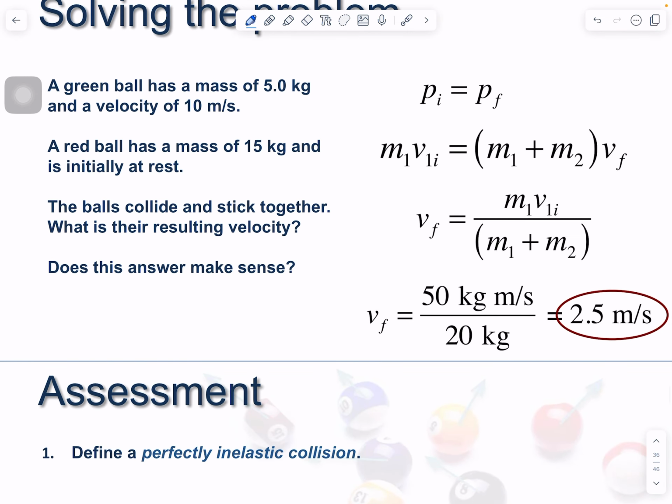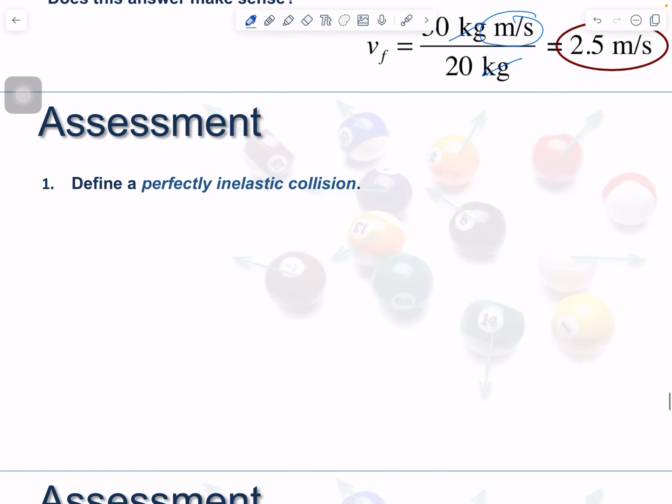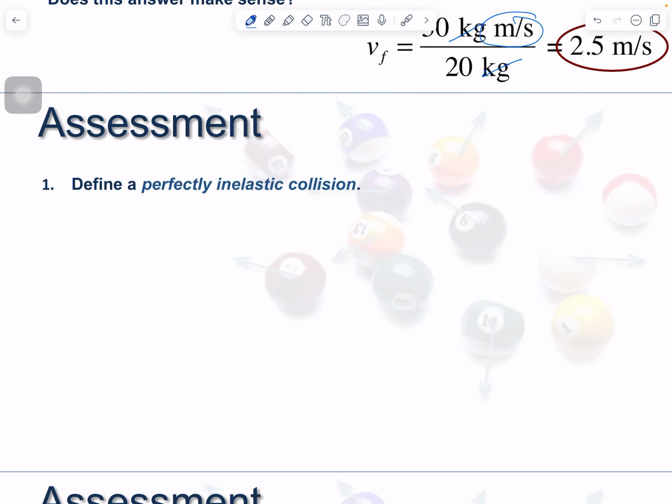Okay, so we end up with 50 kilogram meters per second divided by 20 kilograms. The kilograms cancel. I end up with the unit of meters per second, and it's 2.5 meters per second. Hopefully you got that. All right, now time for some work.